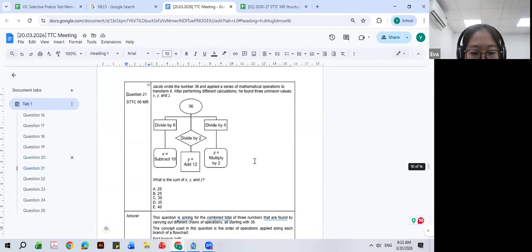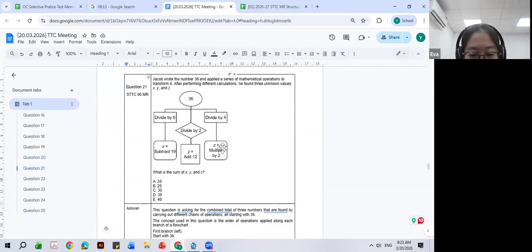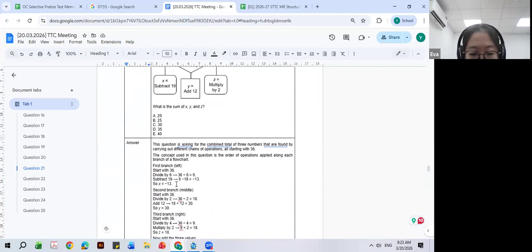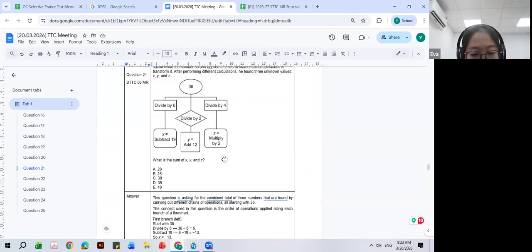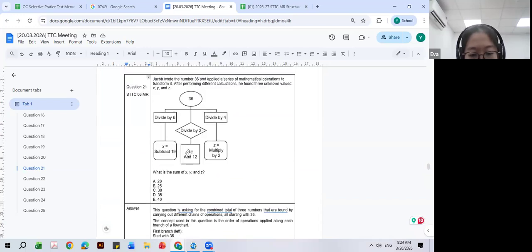I come to question 21. We have this diagram and we are asked to find the sum of x, y, and z. So first we find x. We take 36 divided by 6 equals 6. Then we subtract 19. We have x is minus 13, and we have y.